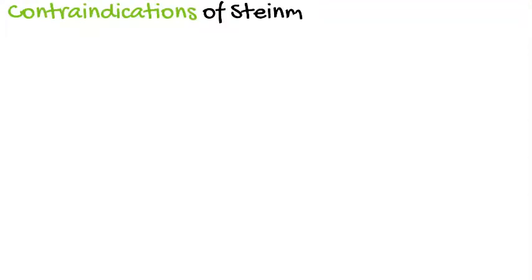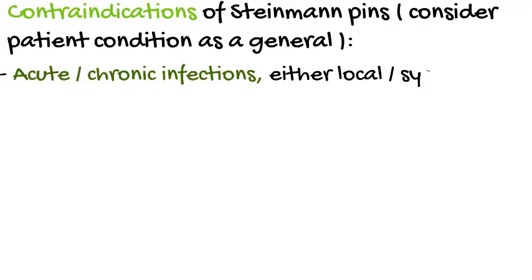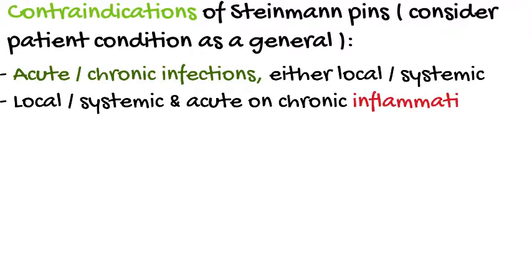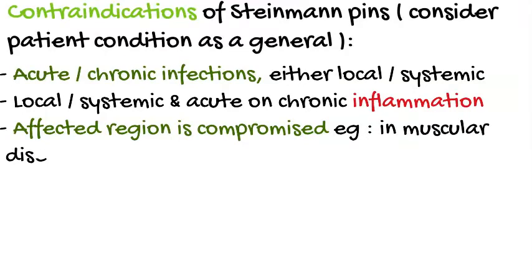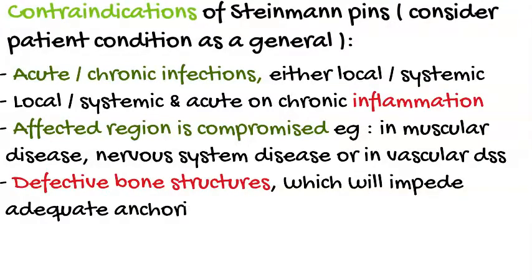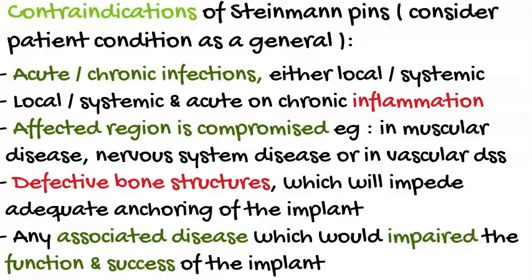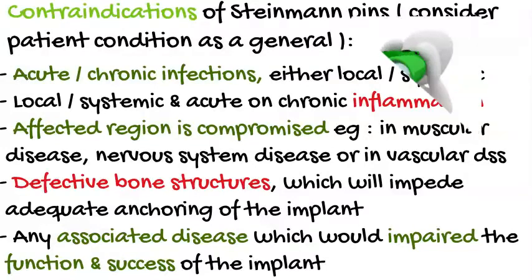What are the contraindications of Steinmann Pin insertion? Please consider patient condition as a general. Among the contraindications are acute or chronic infection, either local or systemic, and acute on chronic inflammation. Another contraindication is the affected region is compromised. Example, in muscular disease, nervous system disease, or in vascular disease. Other contraindications are defective bone structures, which will impede adequate anchoring of the implant. Lastly, any associated disease which would impair the function and success of the implant.